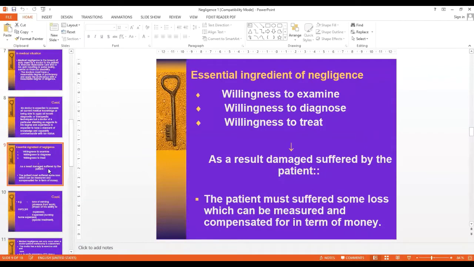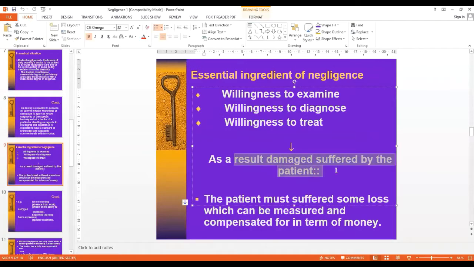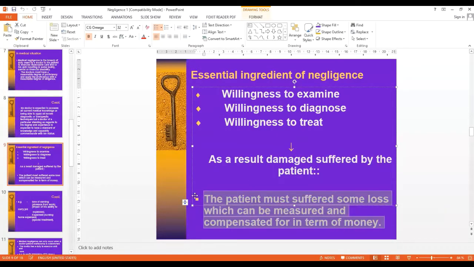Essential ingredients of negligence. These are the essential ingredients of negligence, meaning these three things make negligence. Number one, willingness to examine, willingness to diagnose, willingness to treat. Failure in these things is known as negligence. As a result, damage suffered by the patient must be some loss which can be assessed and compensated for in terms of money.